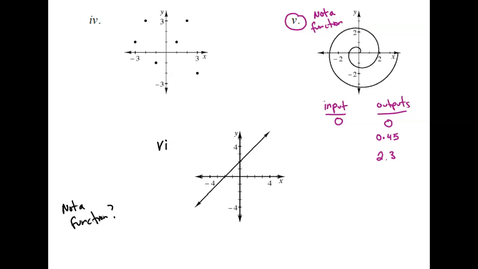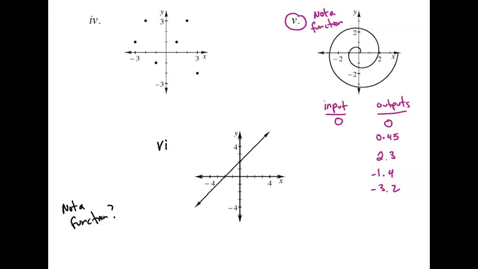so maybe it's 2.3, I don't know. I could also go negative, so maybe it's negative 1.4. We get the idea. 2, 3, so maybe negative 3.2. So notice that one input has 1, 2, 3, 4, 5 different outputs. So this clearly would not be a function.